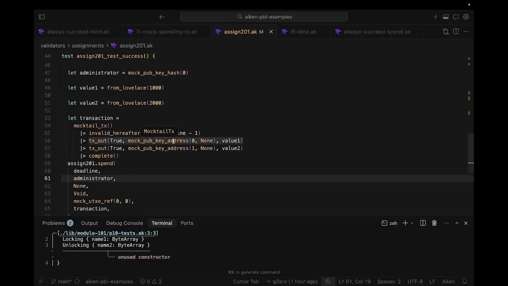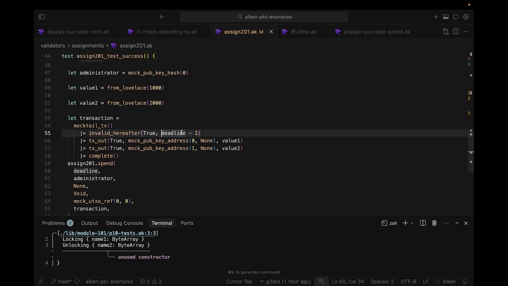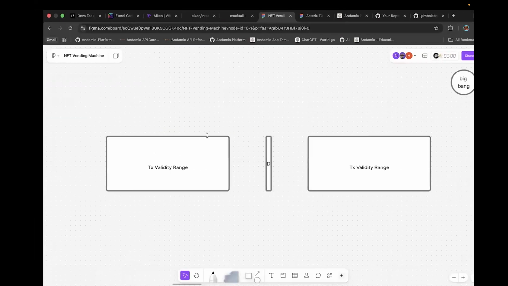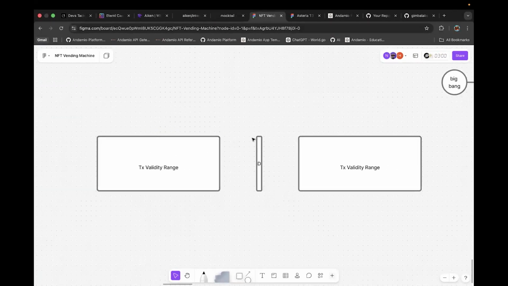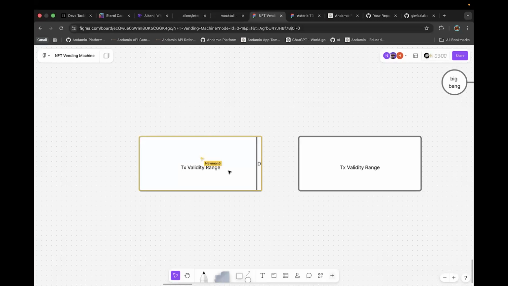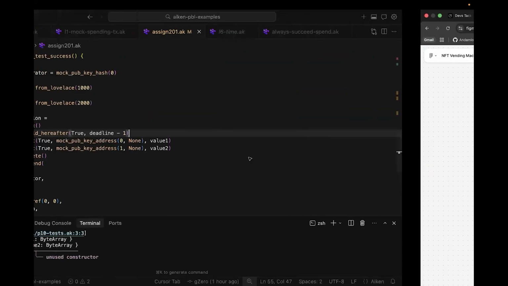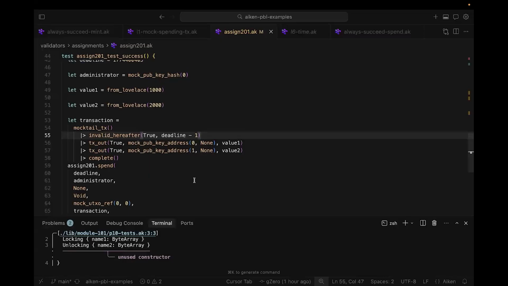Now I perfectly get why the -1 works, by the way. Do you know why it works? Because the moment we say deadline -1, we are making sure that the upper bound of the validity range is before the deadline. Right there it's without -1, and here it's -1. We are basically moving it behind the deadline.